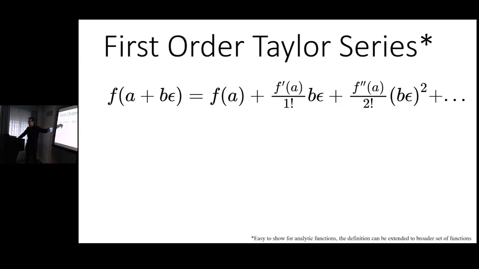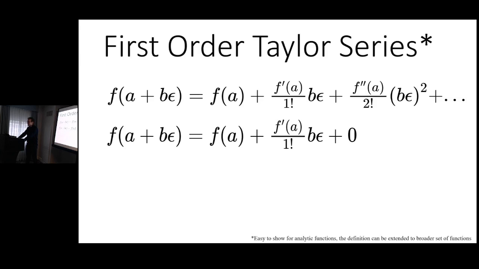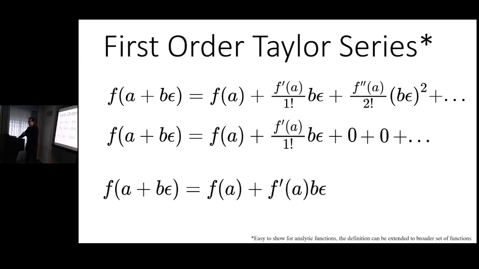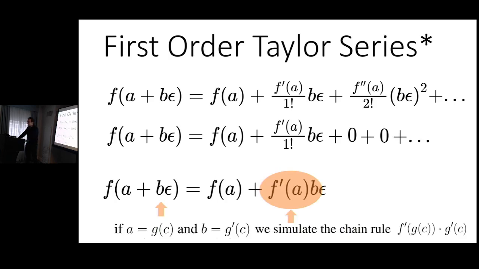But fun fact, and that's something that we can use, is that if you do a Taylor series for this computation, what happens? Well, epsilon squared is 0, right? Epsilon cubed is epsilon squared times epsilon. So all these terms are zeroed out. And what you end up with is that f of a plus b epsilon, of one of those dual numbers, is just f of a plus f prime a times b epsilon. And this way, we can simulate chain rule and have the propagation of the numbers.